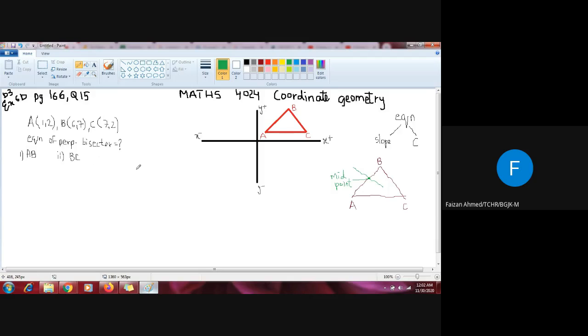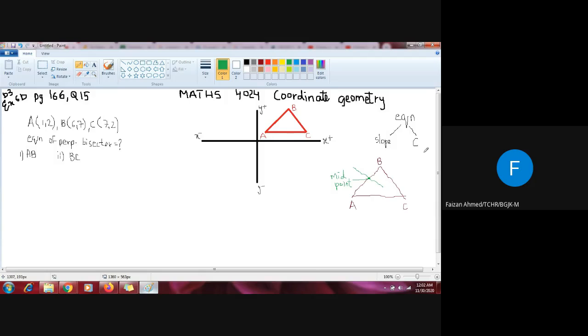So first we will discuss some previous concepts. For example, we know that when we have to find the equation of a line, we need to find two things first. The first thing is the slope, which can be calculated by the formula m equals y2 minus y1 upon x2 minus x1. And the next concept is the y-intercept, that is represented by c. We need to calculate the y-intercept, and in order to calculate it, we need the slope, and we also need one point on that line.